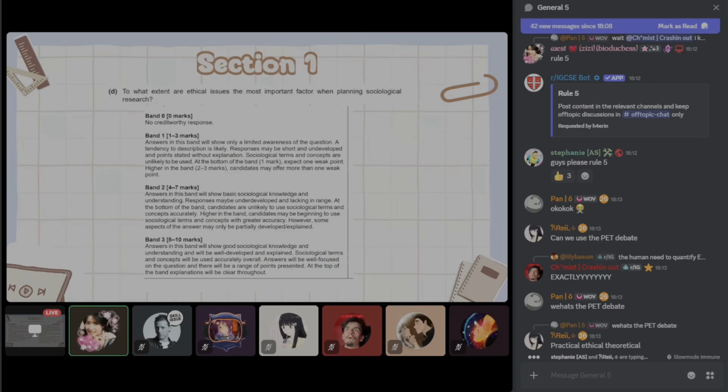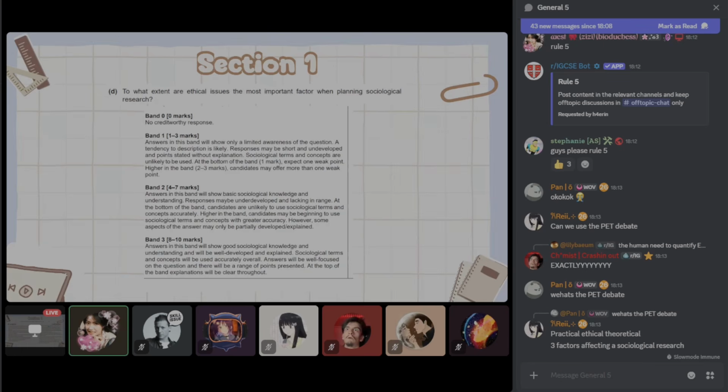And in band two, 4 to 6 marks, you may have more than one weak point. But you will show a response that's underdeveloped and lacking in range, and unlikely to use sociological terms. Higher in the band, candidates may be beginning to use sociological terms and concepts with greater accuracy. However, maybe some aspects of the answer are underdeveloped or only partially developed.